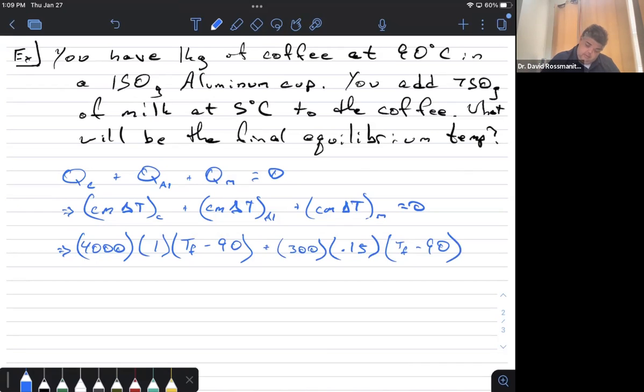And then the milk, plus specific heat for the milk, let's call it 2000. I'm told how much milk. I add 750 grams, so that's 0.75 kilograms times final minus initial. Again, I don't know the final temperature of the milk, so I call it final temperature. But I do know its initial temperature happens to be 5. And now I set that equal to 0.